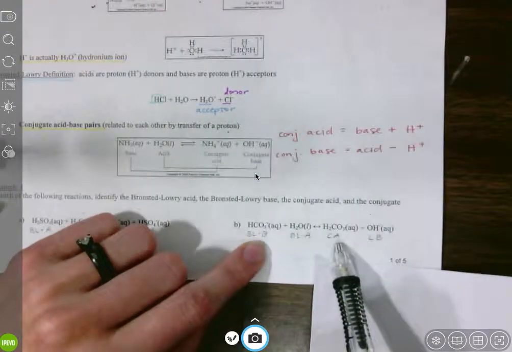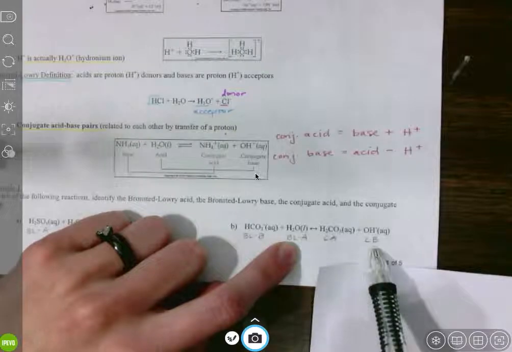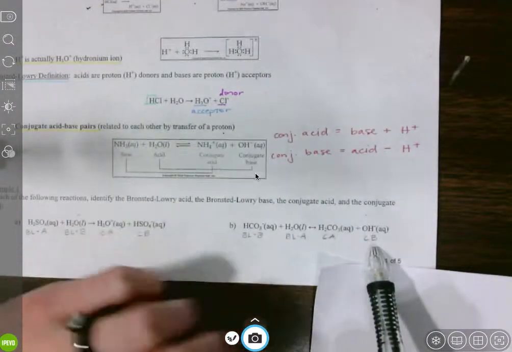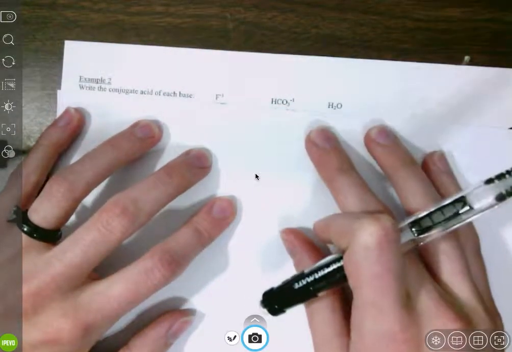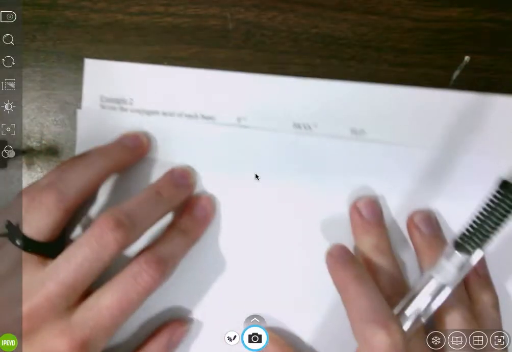So that means that a Bronsted-Lowry base is going to make a conjugate acid. They're related, plus or minus a hydrogen ion, and then our Bronsted-Lowry acid is going to produce a conjugate base. They're related, but plus or minus a hydrogen ion. All right, let's look at example number 2.